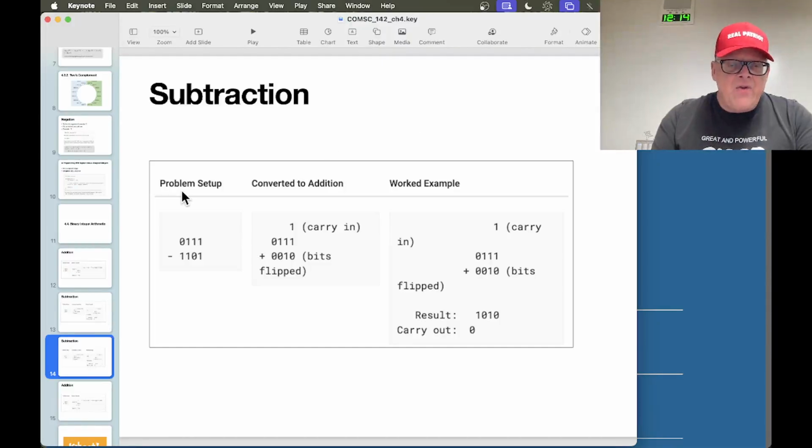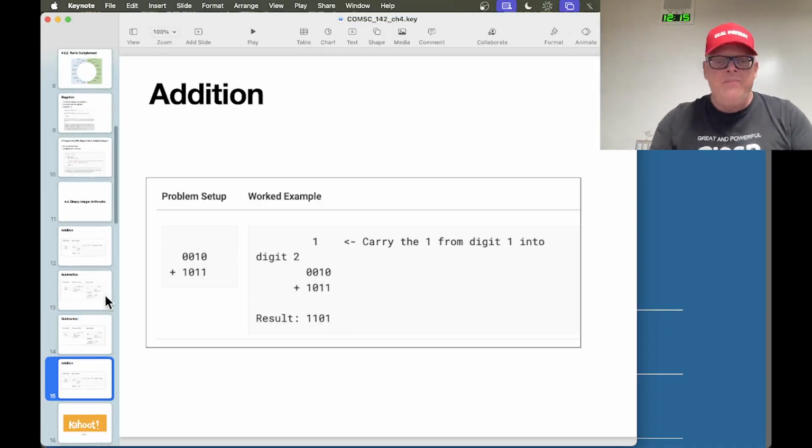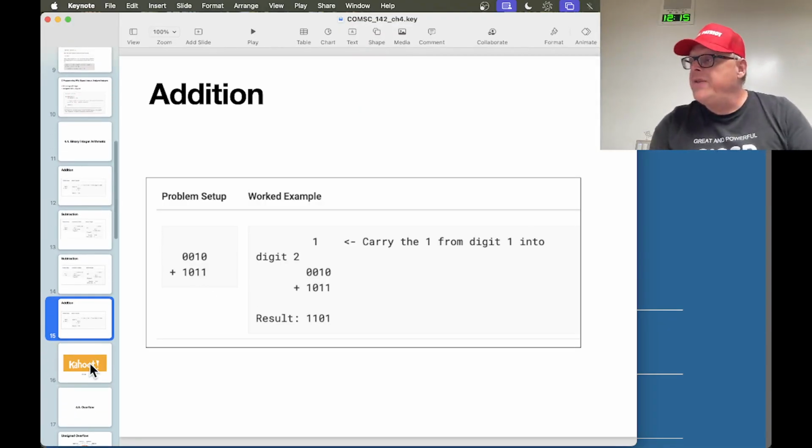All right, and there's subtraction again. I think we've already talked about that. And here's addition, which looks like unsigned integers, I'm guessing. So 10, 11, and 1 here. This one will roll over, so you'll get 1, 1, 0, 1. So, all right. Anyway, let's try a Kahoot about that stuff.